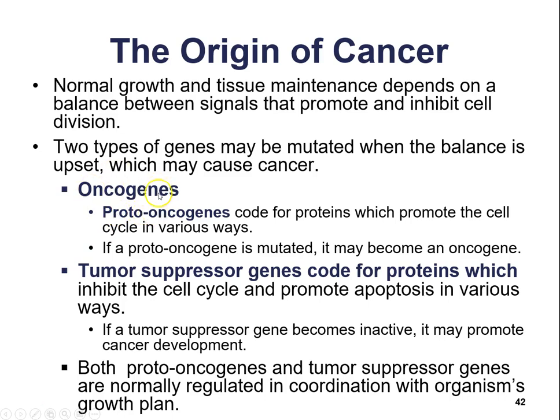Oncogenes are the cancerous forms of the genes, but proto-oncogenes are normal genes. These are normal genes that exist. They code for proteins that promote the cell cycle. There are many times that the cell cycle should be promoted, right? We talked about growth and repair and things like that. However, if one of these normal genes that help regulate the cell cycle becomes mutated, and that gene's always on and always promoting the cell cycle when it shouldn't, it becomes an oncogene.